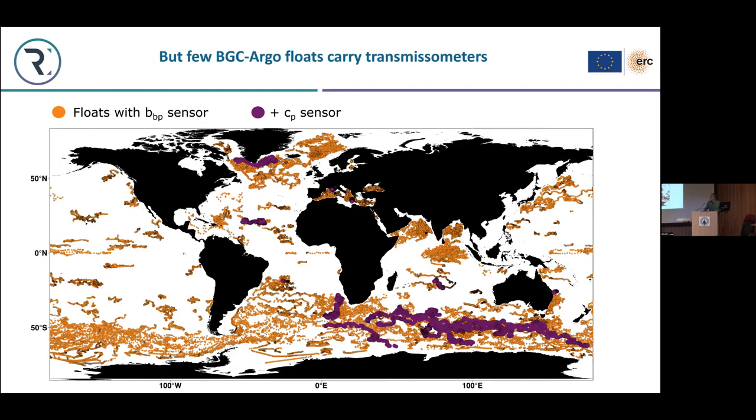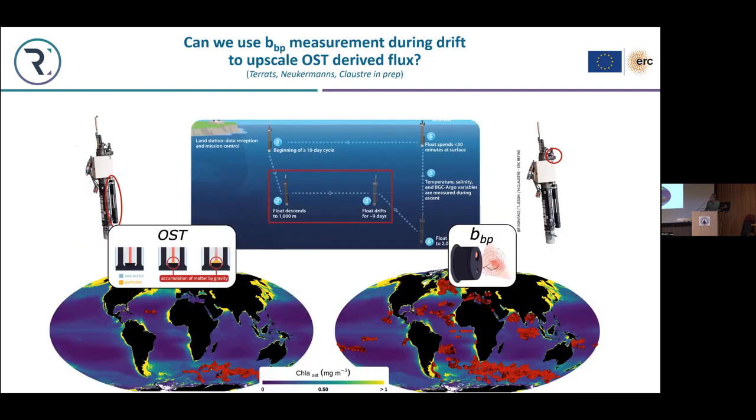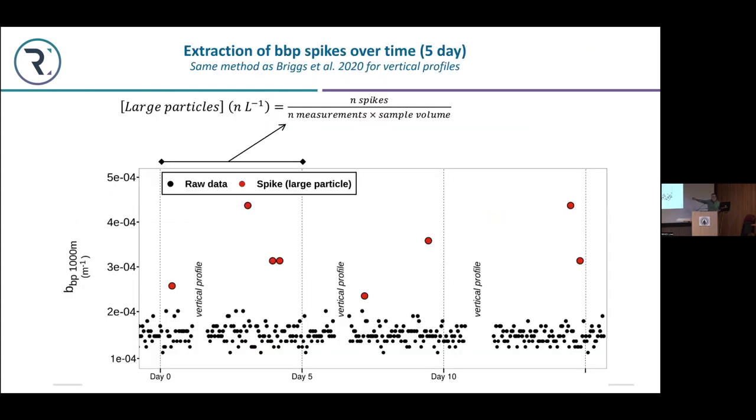Again, we had a new way also to go from the transmissometer to using the backscattering as a way to measure the flux, but using the whole fleet of BGC Argo. So this is a comparison of the optical sediment trap technique and the new method that we have developed using the spike method of Nathan Briggs, but for the time series rather than the vertical profile.